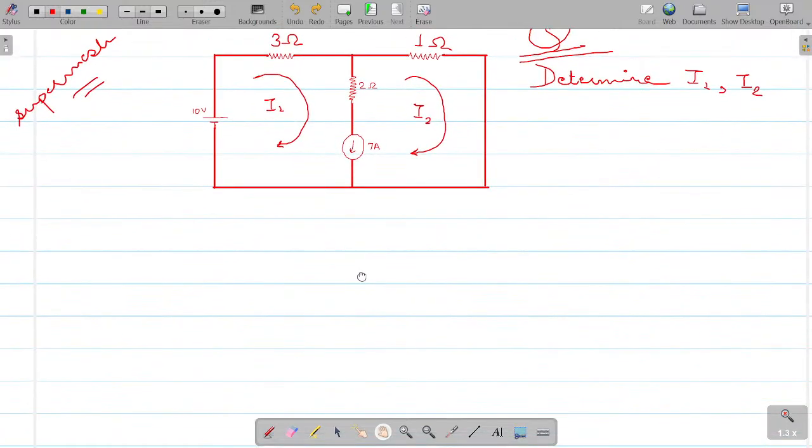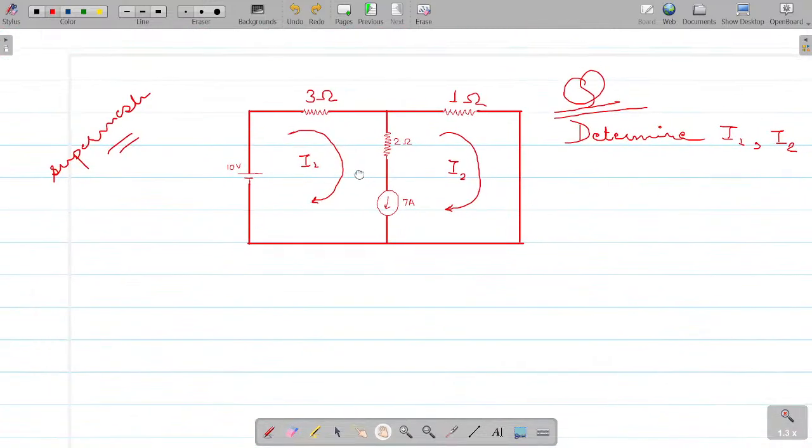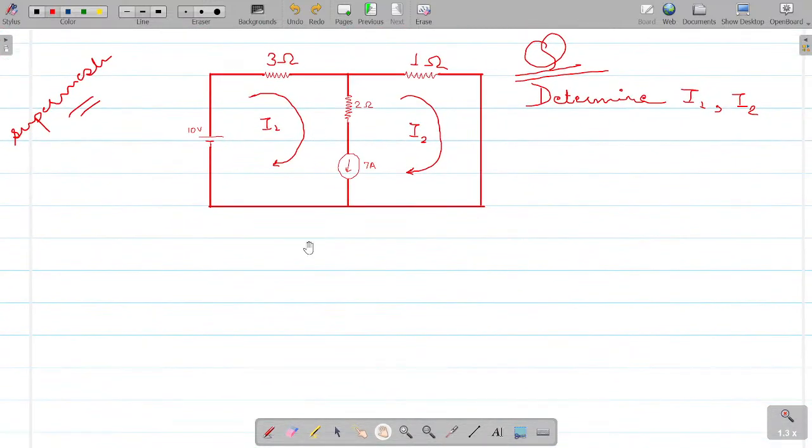Observe it for once, see the values which are given to you. The first thing, step number one, is to mark the number of meshes or loops in this circuit. In such questions where there is an ideal voltage source, ideal current source, this is what I was talking about. Did I not tell you? I'll tell you the difference between loops and meshes. So this is a loop.